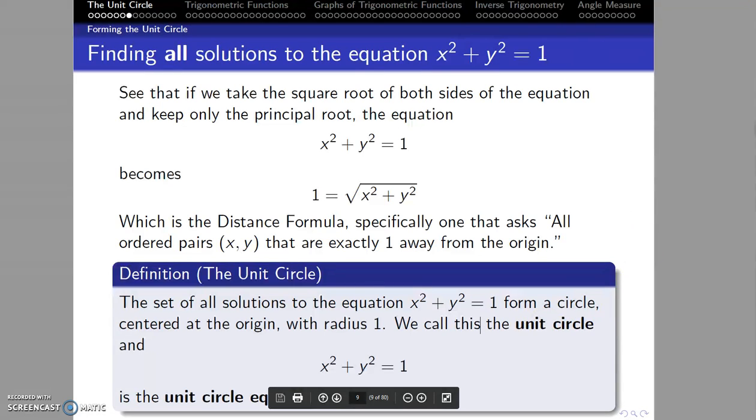And so, henceforward, we will refer to x squared plus y squared equals 1 simply as the unit circle, and this equation is simply the unit circle equation. So that's what we're going to be doing going forward.